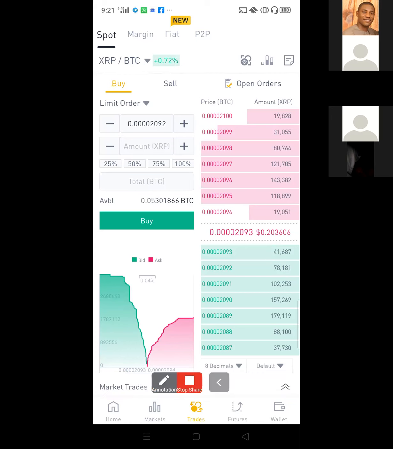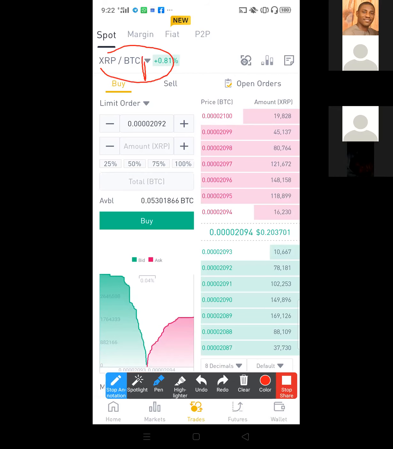All right, so with that, right under that we have Buy on the extreme left, and following that we have Sell. We want to buy. So how many XRP do you want to buy? Let's say we want to use all the money we got here to buy XRP. I'm going to tap on 100%, at the bottom there.